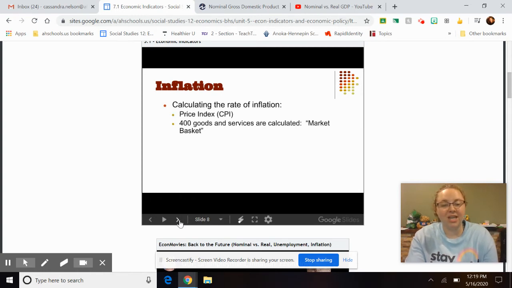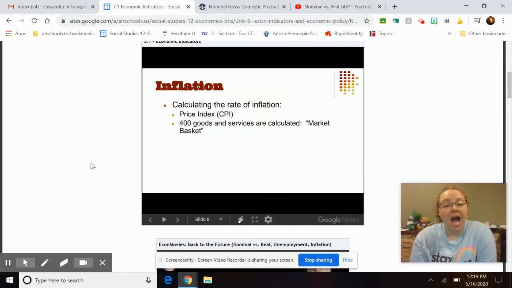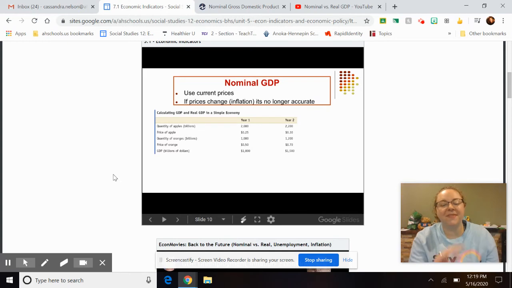Calculating the rate of inflation. Honestly, I'm not going to lie to you, I don't believe that you're going to have to calculate the rate of inflation, because I never have. So I would not worry about this. This is way too advanced. But just know that the price index is the CPI, because I'm sure that'll come up on a test with the definitions or vocabulary. But this is all very in depth. It's crazy. Okay.